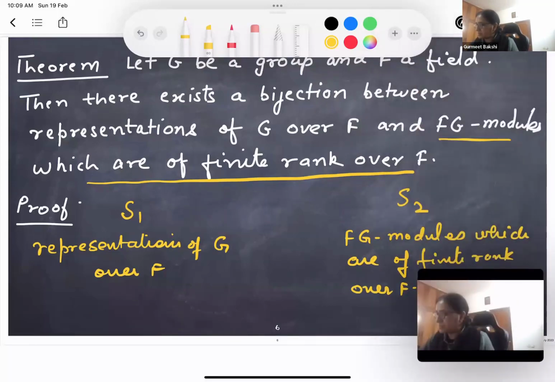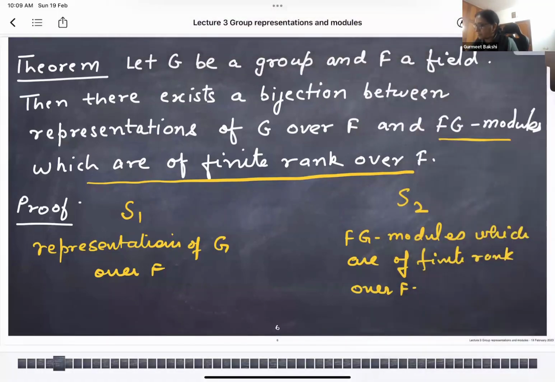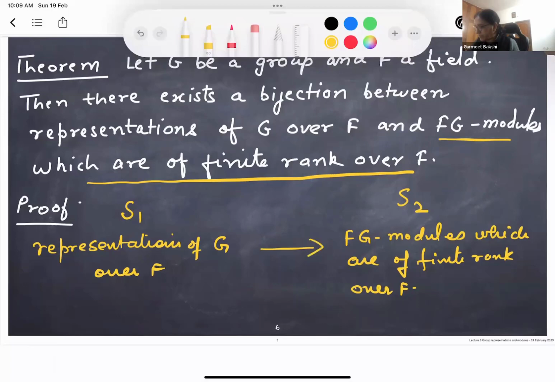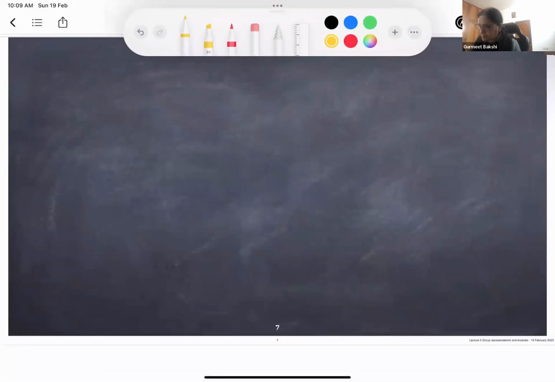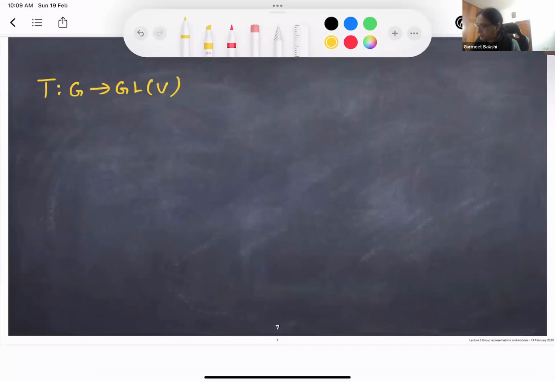Let us prove this correspondence. How do I go from here to here and from here to here? So here is a representation T from G to GLV. Now, how do I construct a module, an Fg module, which is of finite rank?